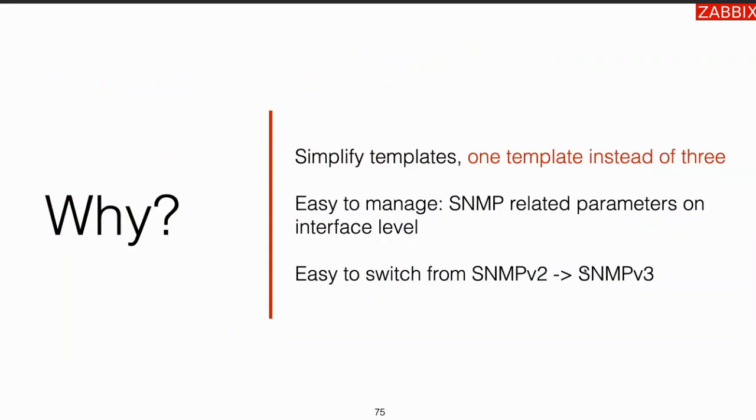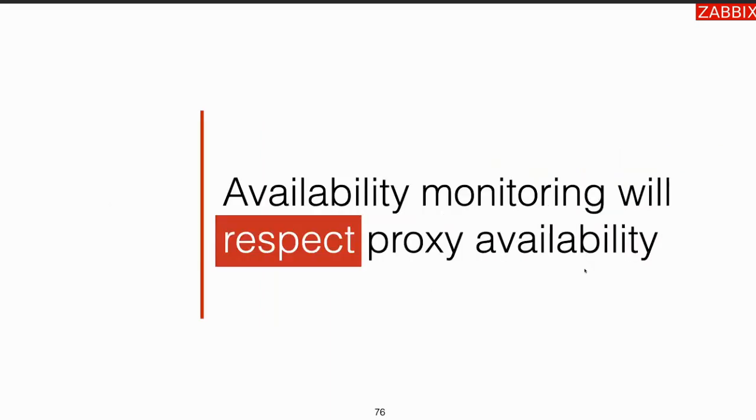Yeah, so it's easy to manage, and also it's much easier to switch from one version of SNMP to another version of SNMP. Availability monitoring in Zabbix 5.0 respects the proxy availability. So I think this is a very important improvement, and it's one of the top most voted requests from Zabbix users and from the Zabbix community side.